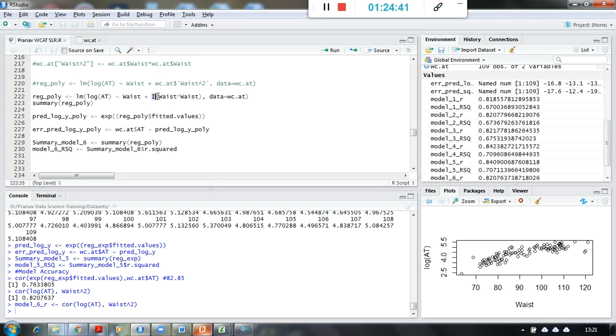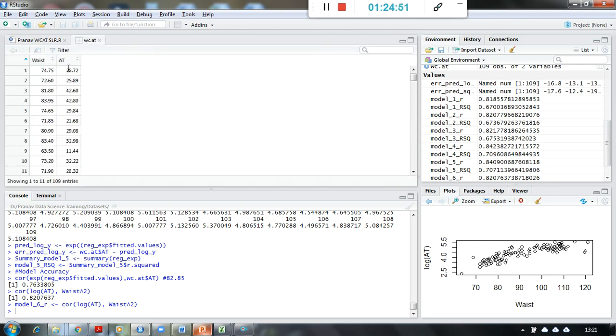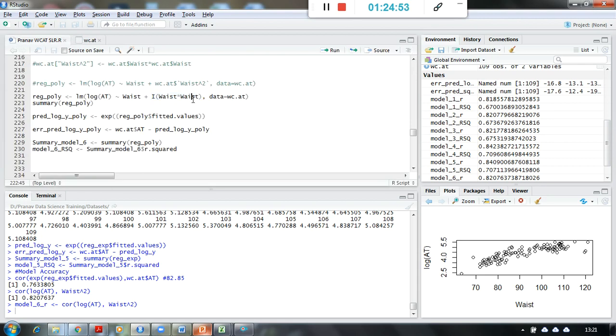But this is possibly a good idea to use it in this way, because not every time are you going to create columns. Maybe you want to take west cube now. So are you going to create another column? No. So you can simply say I(west into west into west). That is, integrate it with this, right?